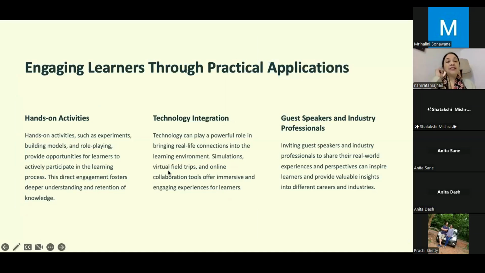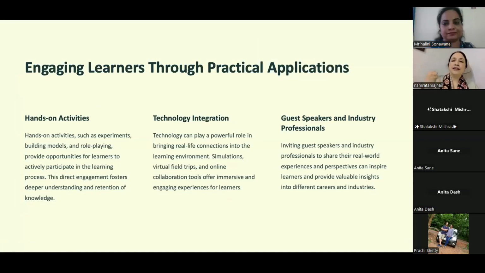Now, engaging learners through practical application. Hands-on activity, one of you said very clearly, and I just spoke about technology integration. आप कुछ भी आजकल तो लाइक आप नाम लो किसी चीज का और उसको आप सिर्फ टाइप करो तो आपके साथ 100 ऑप्शंस होंगे उसके, राइट? तो गेस्ट स्पीकर्स एंड इंडस्ट्री प्रोफेशनल्स, सॉरी, कोडिंग की बात हो रही थी, राइट?